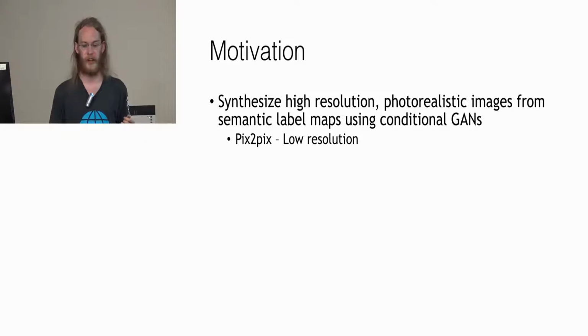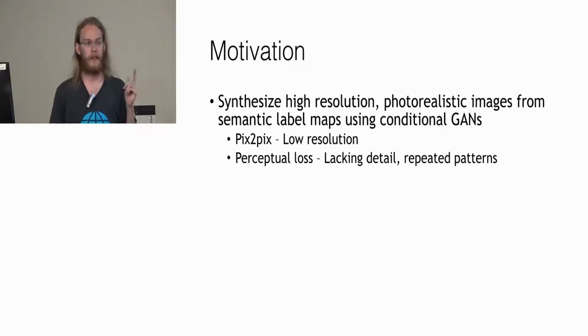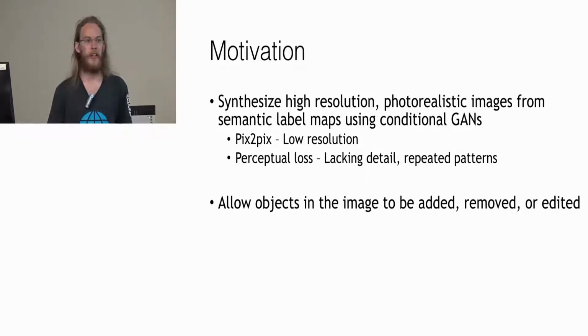An improvement that the authors discuss is the perceptual loss function. However, while that is capable of producing high-resolution images, it has issues with lack of detail and repeated patterns. The authors hope to address both of those issues. In addition, they want to allow objects in the image to be added, removed, or edited in an intuitive, easy way, as opposed to manually editing a semantic label map, which would be cumbersome.